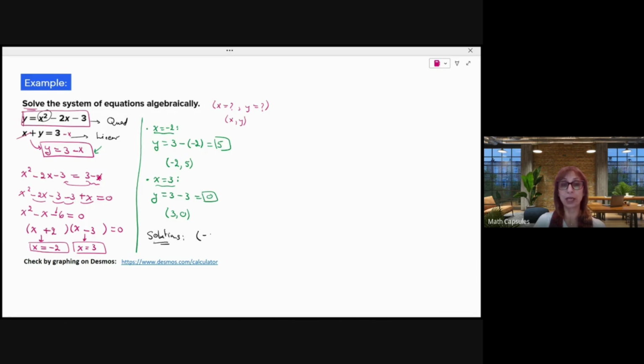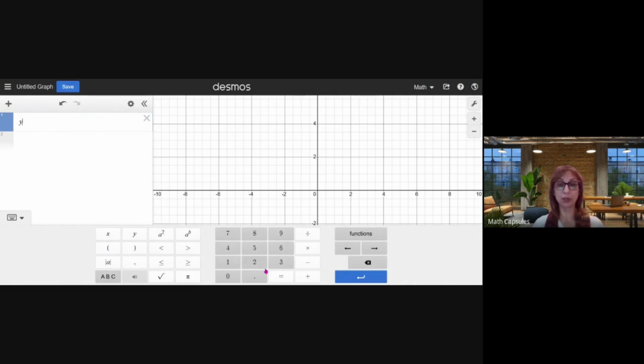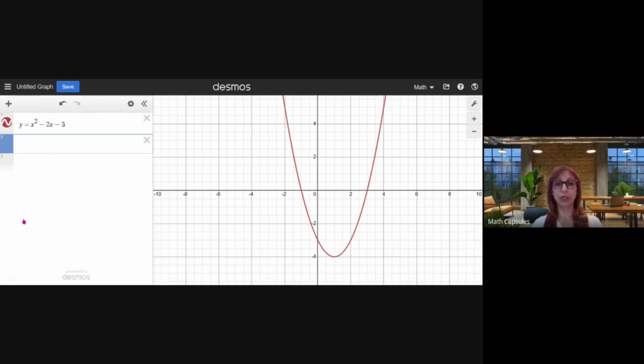The first one is at negative 2 and 5, and the second one is at 3 and 0. Let us move to Desmos to check our answers and see this on the graph. So on Desmos, I'm going to write the equation as it is. The first one is y equals x squared minus 2x minus 3. So this is the first parabola. Can you see the first parabola here?